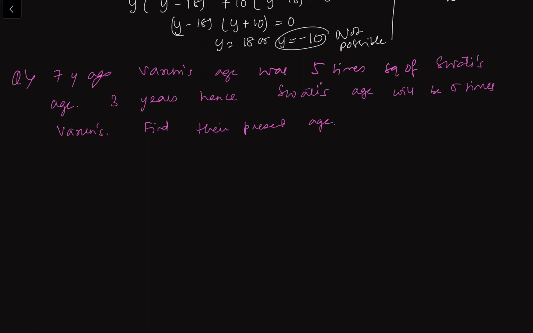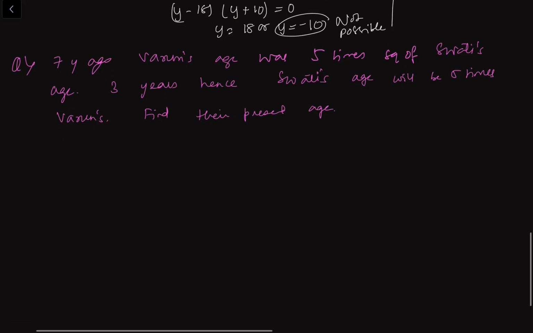So this is a question with ages. This is a very commonly asked question and a pretty easy one to solve if we know how to solve it. So 7 years ago, Varun's age was 5 times the square of Swati's age. So whenever we see the word square being used, we can be assured that it's a quadratic because a square term has come in.